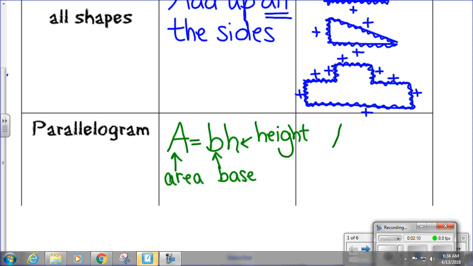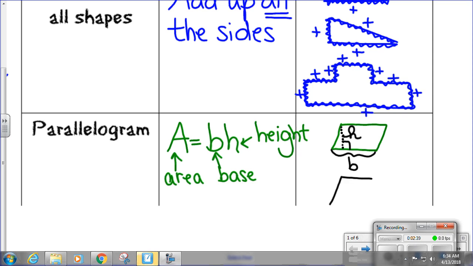I'm going to show you 2 pictures of a parallelogram. The first one I'm going to show you has the height drawn down on the inside of the shape. It forms a perpendicular line to the base. It is a dashed line, and we label it with an H. And the bottom is the base. That's when the height is inside the shape.